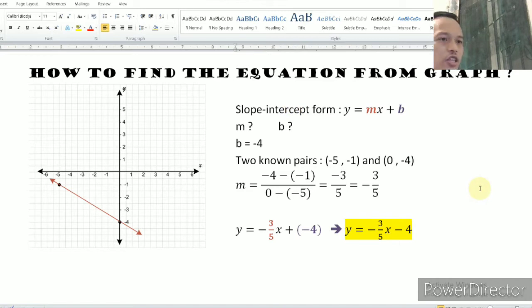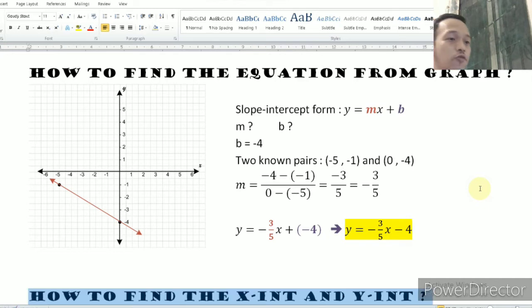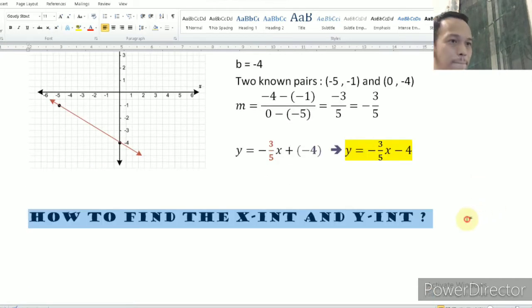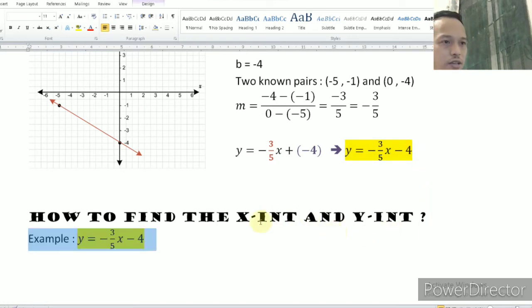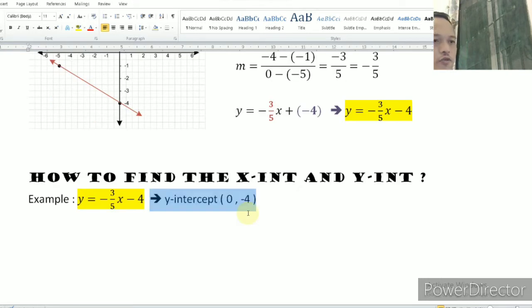The next thing that you need to learn, if you're given this kind of slope-intercept form, is how to find the x-intercept and y-intercept. For the y-intercept, of course, it's easy, because if you're given this equation in the slope-intercept form, you can directly extract the information of the slope and the y-intercept. Therefore, if I'm using the same example, there will be no issue for me to find the y-intercept. The y-intercept is directly negative 4. So in coordinates, it is (0, negative 4).